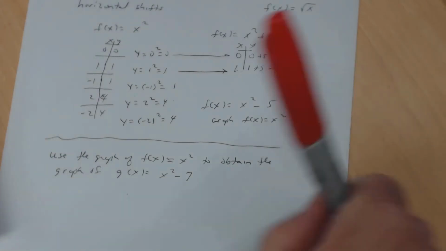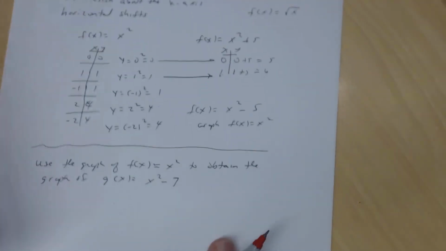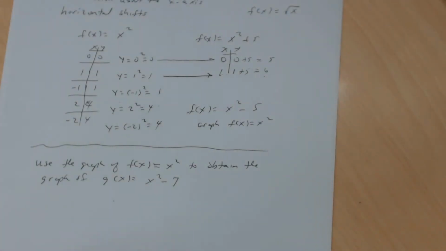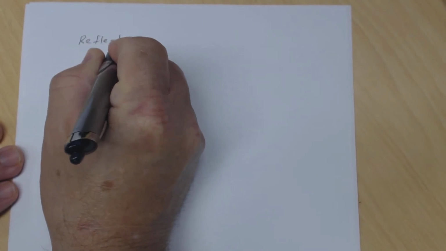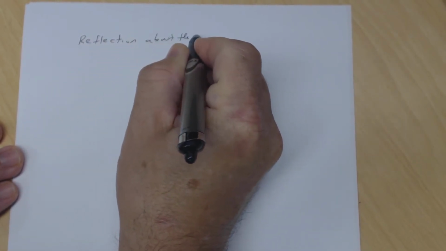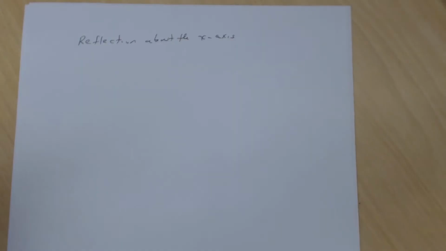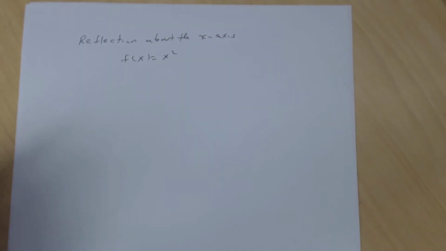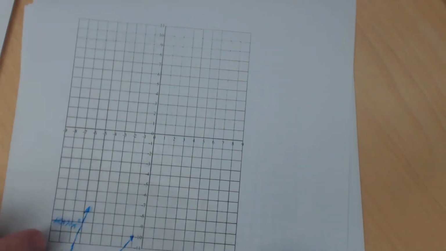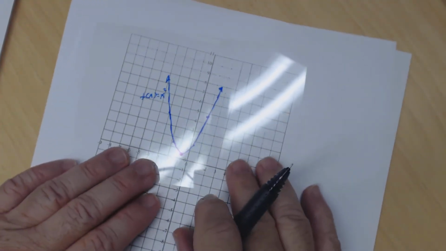Now let's look at what a reflection about the x-axis looks like. The next one is going to be reflection about the x-axis. We are still talking about the parent function x squared. This lesson is only dealing with x squared, the quadratic. So remember what that looked like. That was this function here. Still using the same parent function. This is still the same one right here.